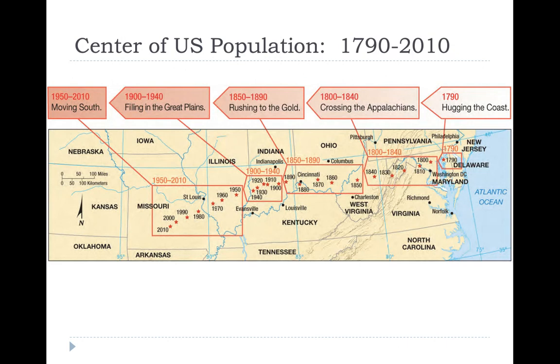As the United States has grown over the years, our center of population has shifted westward. So in 1970, the center of the United States population was along the East Coast. And as time went on, the center of our population has moved further and further west. Currently, the center of the United States population is about in the middle of the United States.